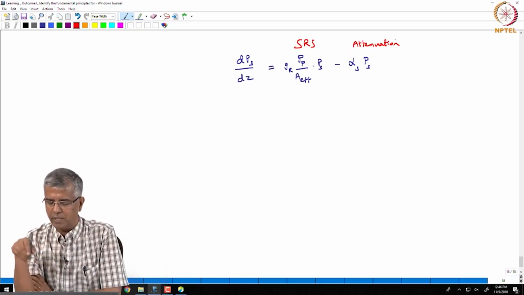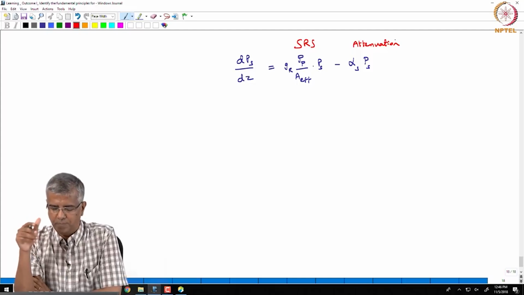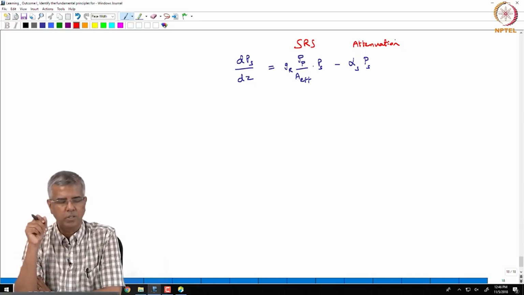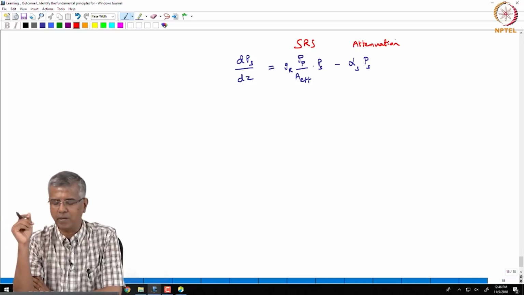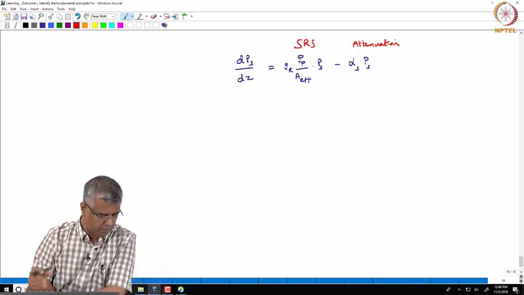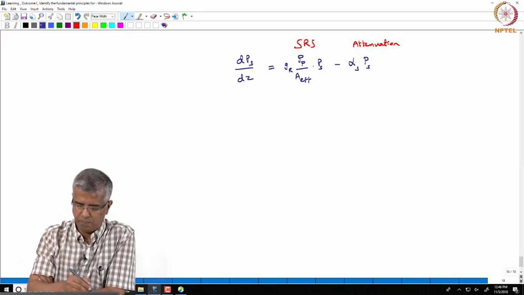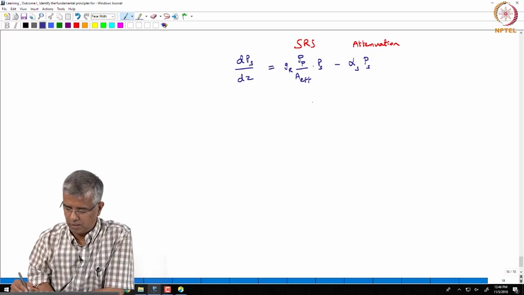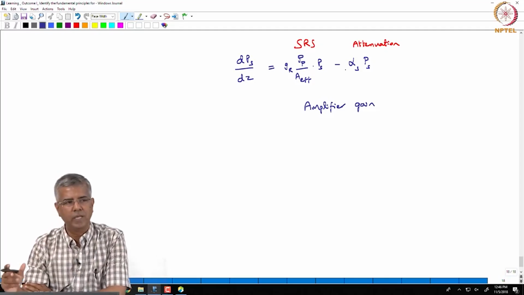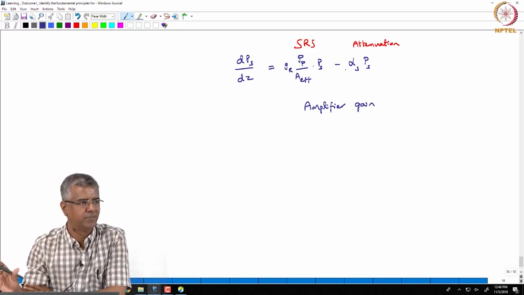Okay, and similarly you can write an expression for the pump power, in which case you will be depleted by both your gain as well as your background attenuation in the fiber. But based on this small signal approximation, you can actually come up with an expression for the amplifier gain. Basically you neglect the attenuation component.